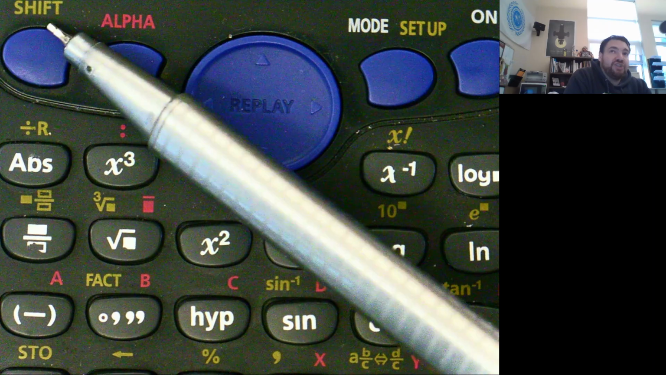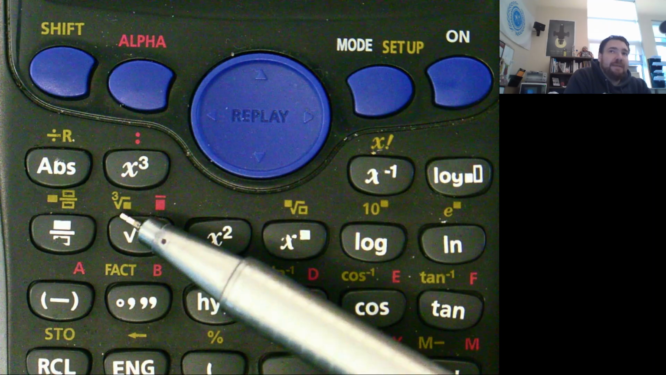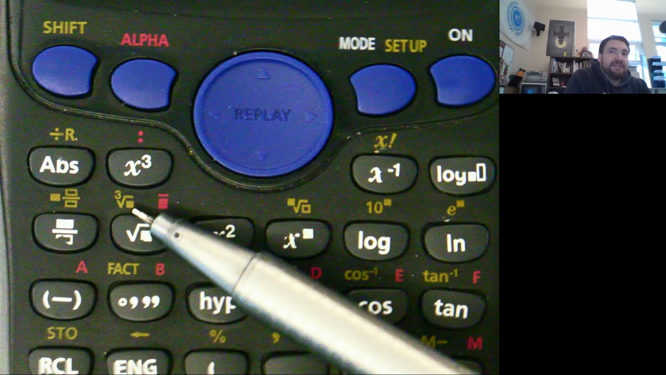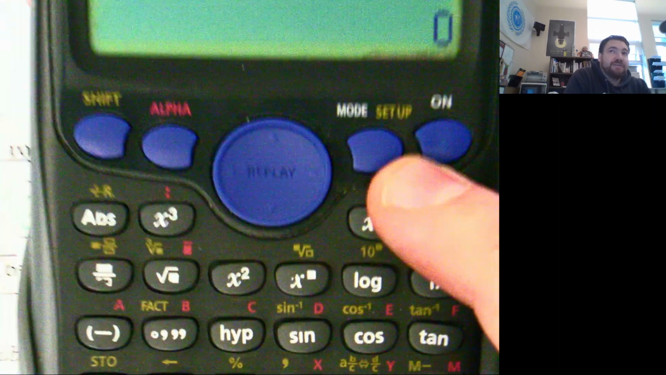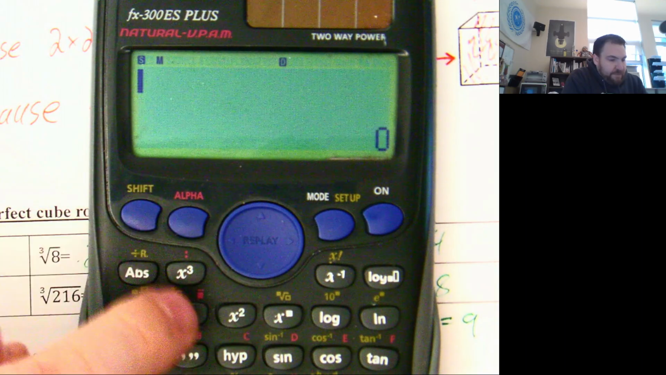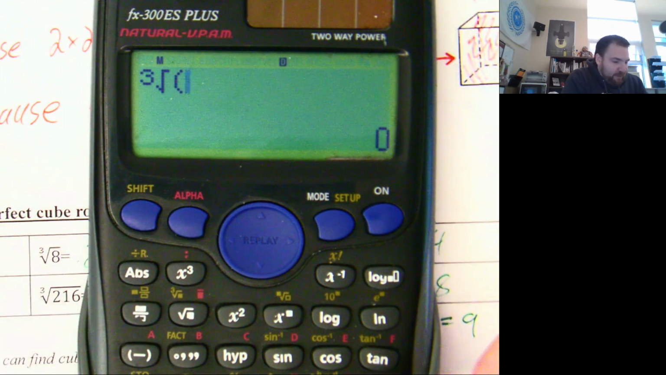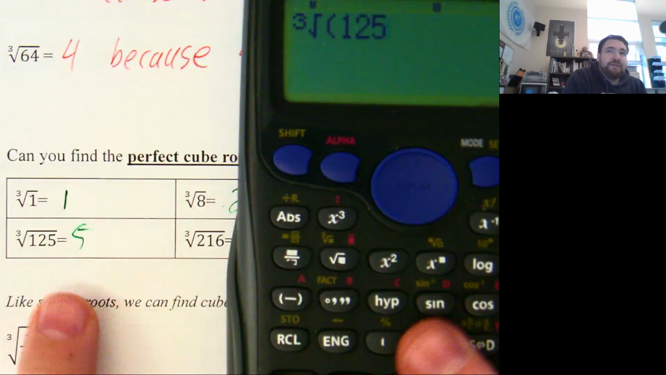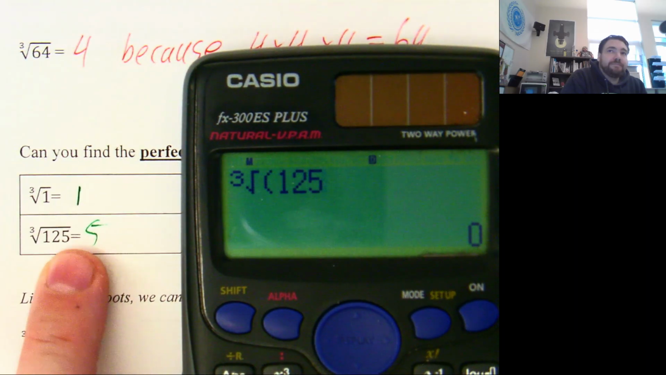But the Casio has a dedicated cube root button. To use it, we're going to hit Shift and then that button to access that. So I'll show you on the Casios how that works. I'm going to go Shift, I'm going to go cube root, and I want 125, just because that's the one I have on the screen right here. And that should be 5.